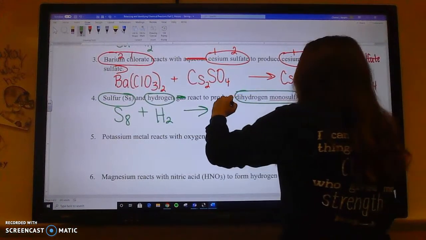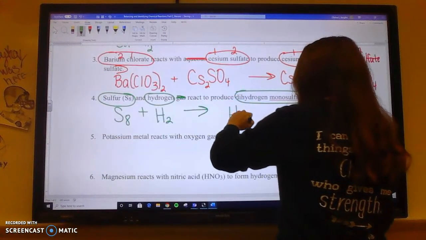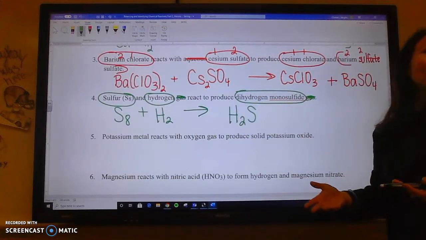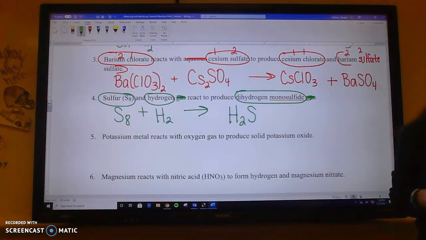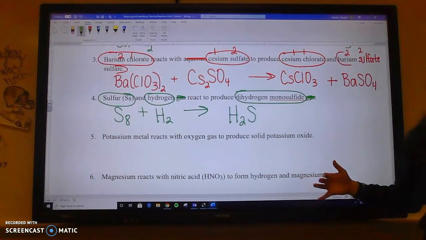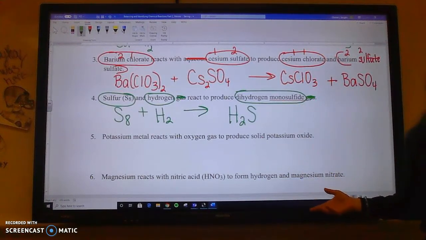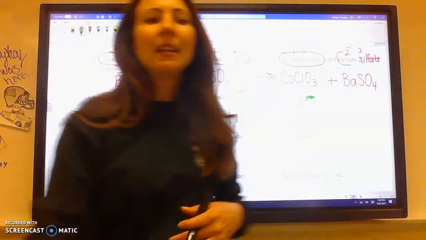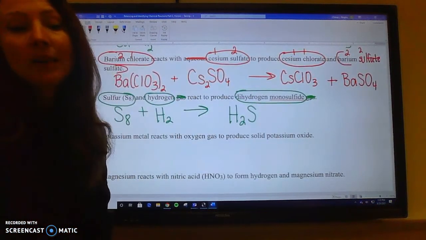React to produce dihydrogen monosulfide gas. So dihydrogen means there's 2 hydrogens. Monosulfide is 1 sulfur. But I don't think we're going to have any other, I really looked here to make sure I didn't do this to y'all. I don't think there's any other covalent names. So don't worry about all those prefixes. Okay? And so now I want you to work on that practice sheet.